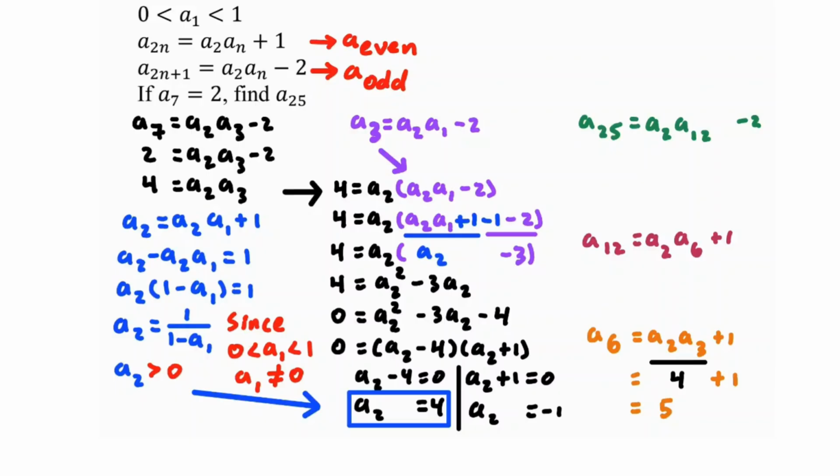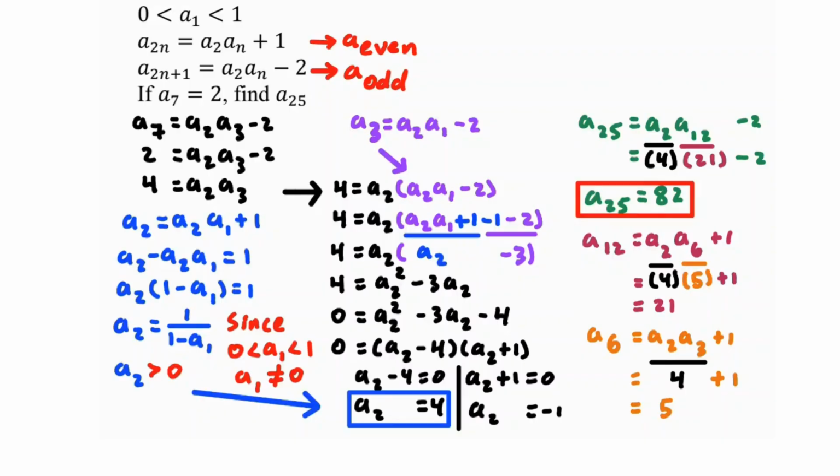And now we'll substitute in to find a sub 12. So we have a sub 2 is 4, a sub 6 is 5, and then we add 1 to it. So we have 4 times 5, 20, 20 plus 1, 21. Now that we know a sub 12, we can find a sub 25. So a sub 2 is 4, a sub 12 is 21, and then we minus 2. 4 times 21 is 84, 84 minus 2 is 82. And from our problem, we're trying to find a sub 25, which happened to be 82.